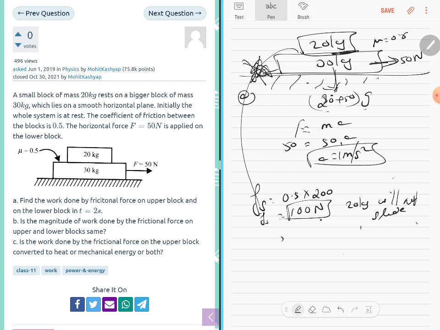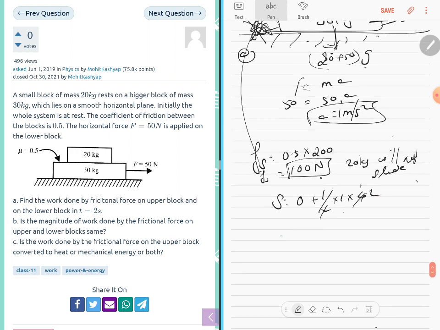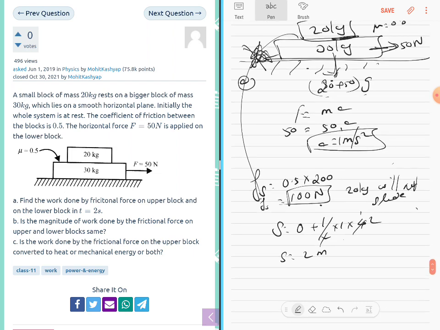And let's find the distance through which this entire block system is moving. s is equal to ut, which is 0, plus half a t square. You know, a into t square in 2 seconds is 4. So then s is equal to 2 meters, the distance through which it's moving in 2 seconds. The distance moved in 2 seconds is 2 meters by both the blocks together.